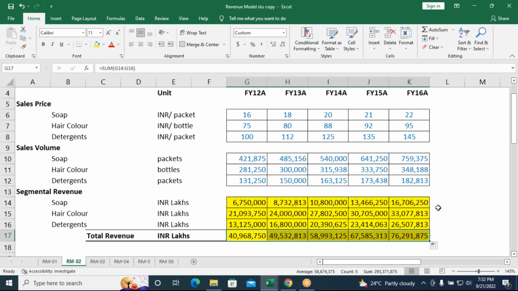So this is how you people have done. Yes, ma'am. Okay, the values are matching. Yes, ma'am. So when you come to this segmental revenue, the calculation what you have done is absolutely correct.